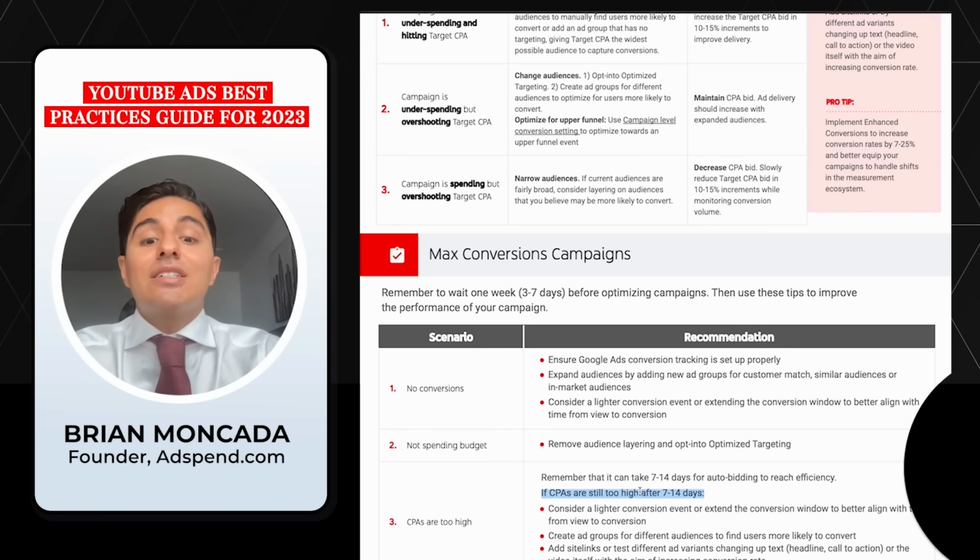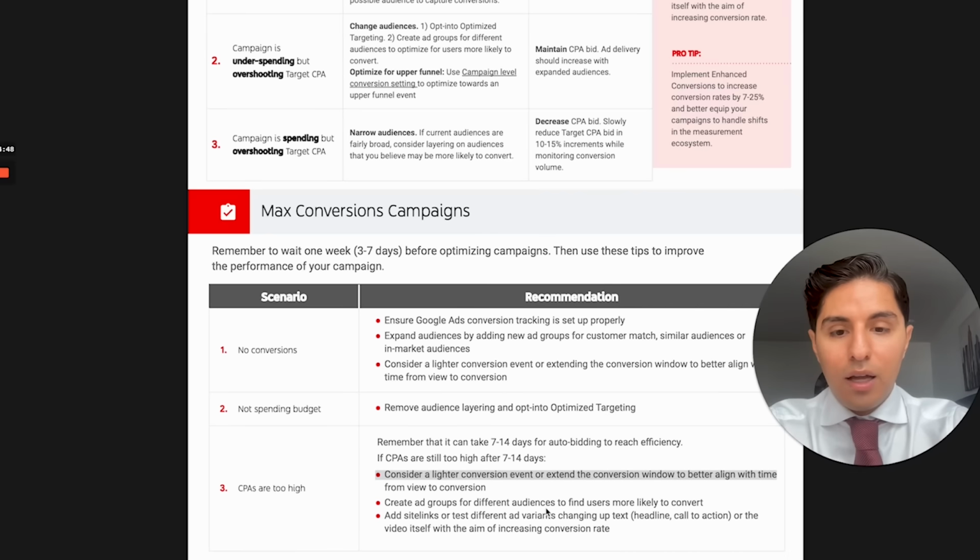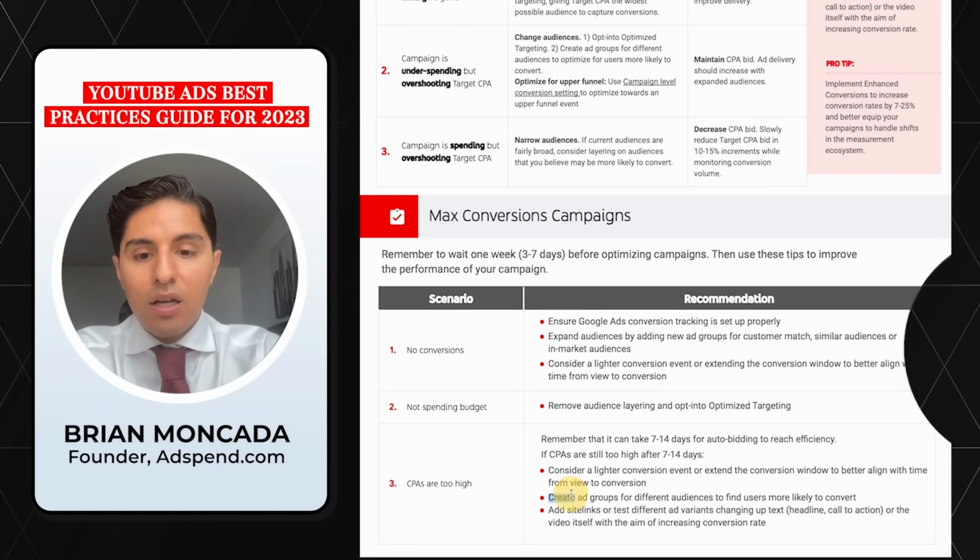If CPAs are still too high after 7 to 14 days using max conversions, consider a lighter conversion event or extend the conversion window to better align with the time from view to conversion. Create ad groups for different audiences to find more users likely to convert, add site links, or test different ad variants, changing up text, headline, call to action, or the video itself.